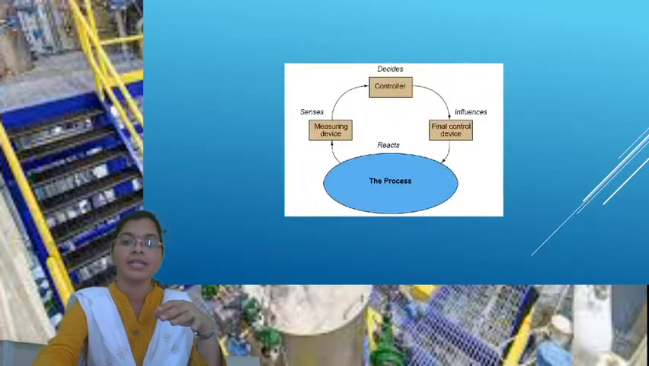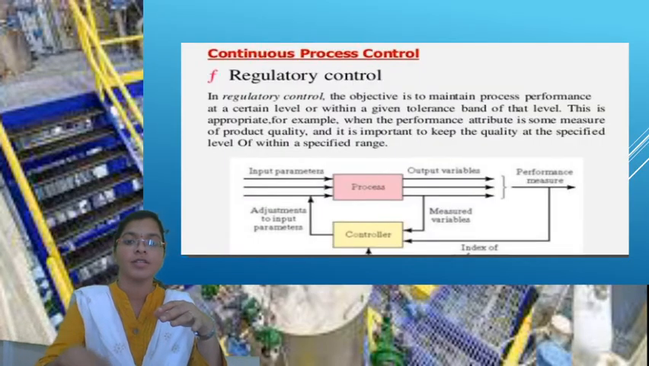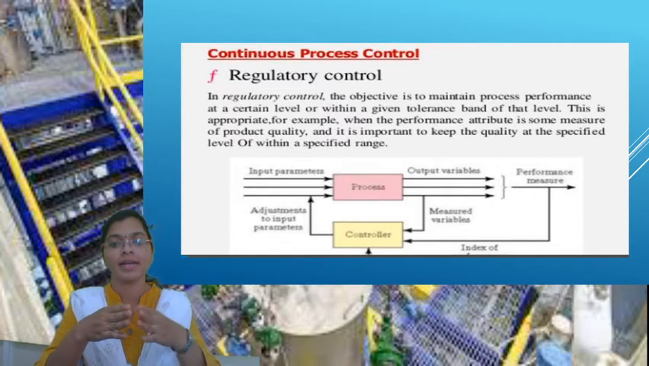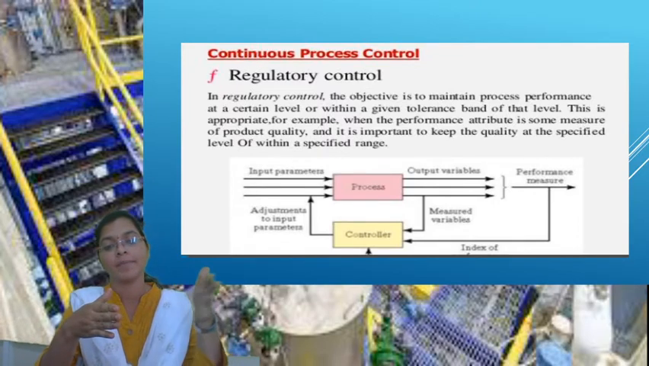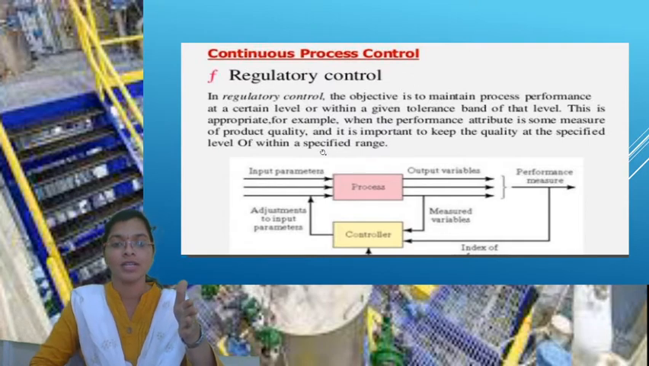Okay, so now we'll see that continuous process diagram. This is the same diagram. Here we are applying the input parameters to the process, and we are going to get the output variables. In order to control these output variables, we need to measure them, and the actual value that you want is what we give. These two are compared, and the controller will take the action. If any input adjustments are needed, they will be adjusted. That is the final control action.